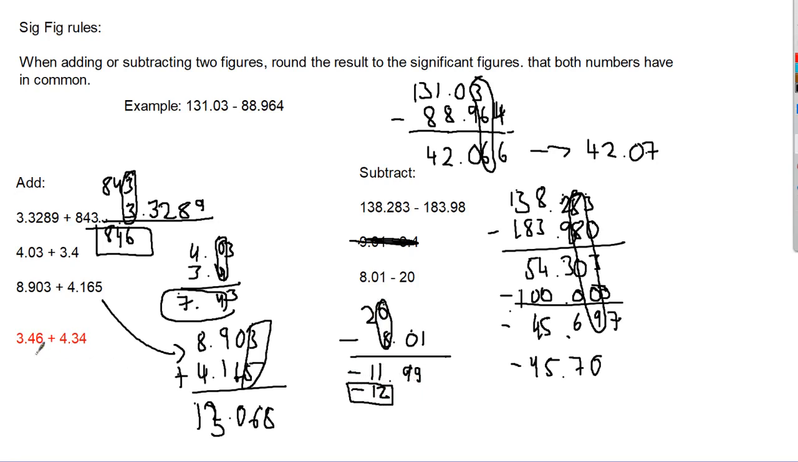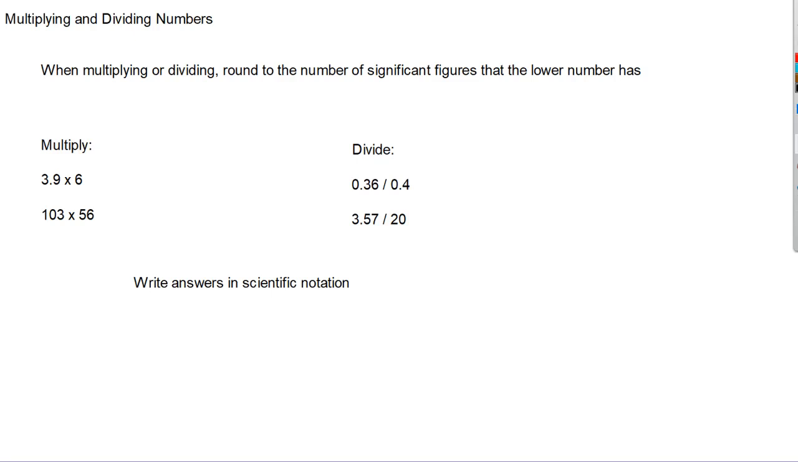Right, in this case, 3.46 plus 4.34, when you add it together, you'll get 7.80, but we keep the 0 there. We don't round anything because it's the same decimal place. See, the 6 and the 4, same decimal place. We don't round, right? Okay, let's go to multiplication and division.